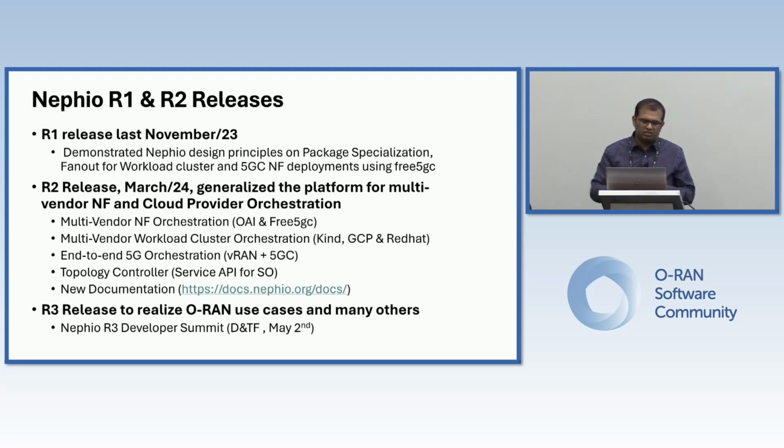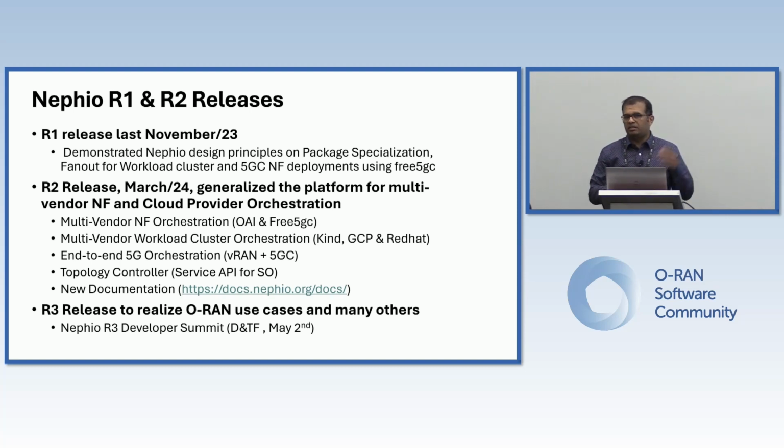So over the last 6 months, we have had 2 releases. The last release, which is the R1 release, primarily focused on demonstrating some of the key principles of Nephio from a package specialization perspective. This is basically saying that you could take a blueprint package from a vendor, put it through a pipeline, and then contextualize it for deployment.